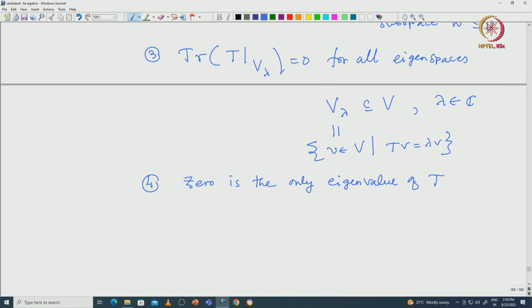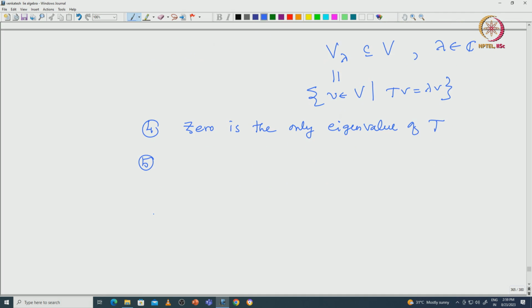Of T. So, what does it mean? It means that 0 occurs as an eigenvalue with multiplicity dimension V. So, again this can be rewritten in terms of the characteristic polynomial. If you take the characteristic polynomial of T, then that must be of the form x to the power dimension V.